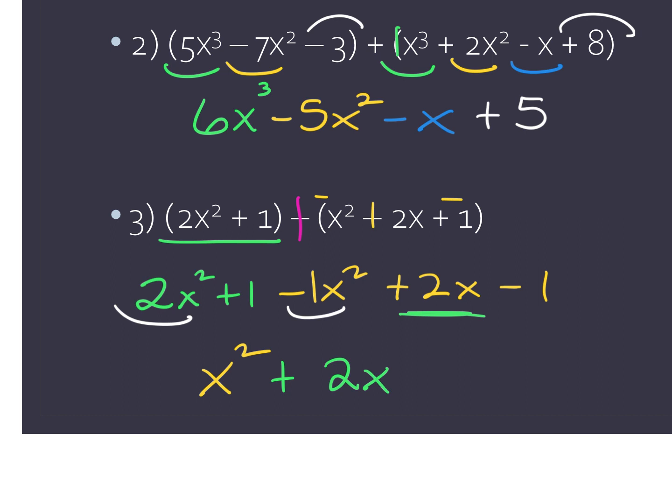And then now I'm going to go back and get my constants. 1 minus 1, well, this is 0. I don't need to show plus 0 here. It's gone. And that's your final answer.